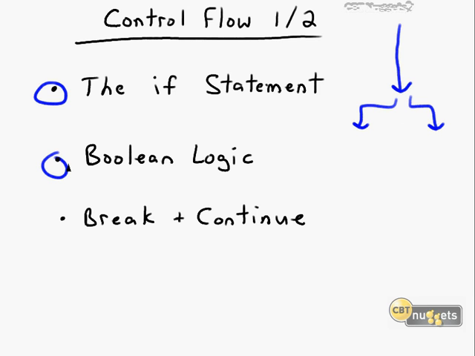Of necessity, then, we'll need to discuss exactly what Boolean logic is and why Boolean operations form the basis of modern digital computer logic. Finally, we're going to look at break and continue. These give us even more control over how a branched Python program works when used in conjunction with loops and the if statement. Without any further ado, let's get to work.